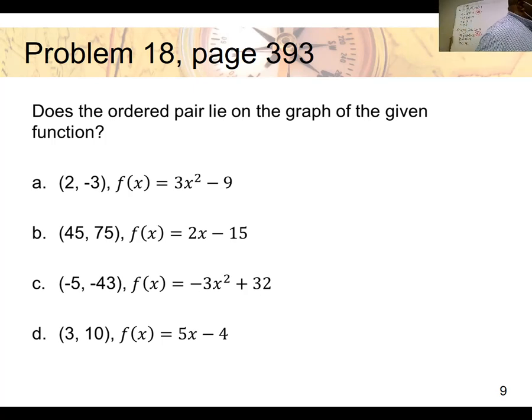Okay, now part C, -5, -43. I might as well stay over here. And the function we're dealing with is f of x is equal to -3x squared plus 32.